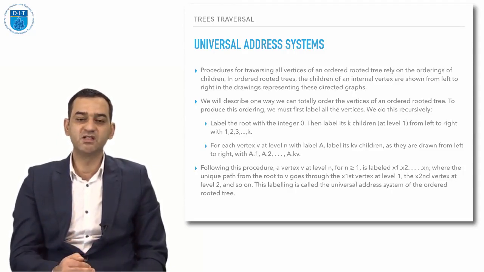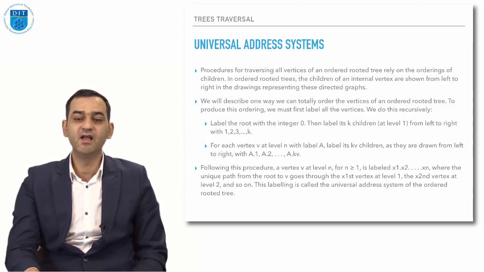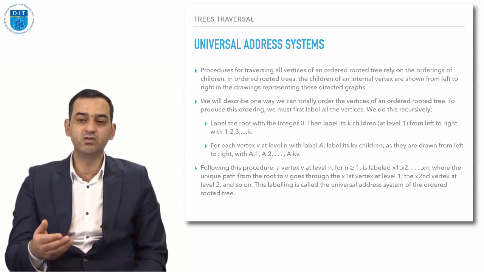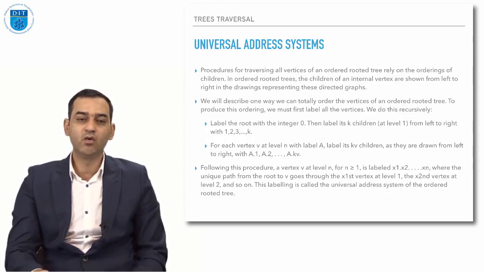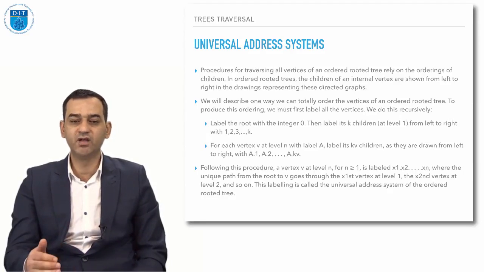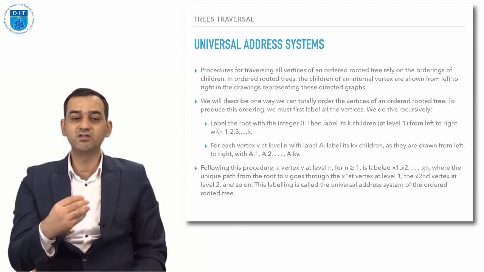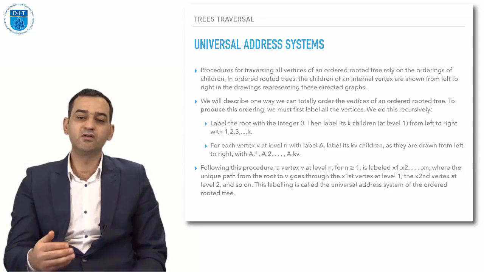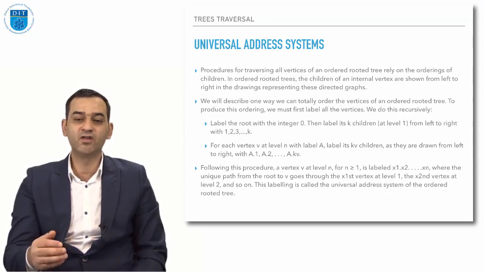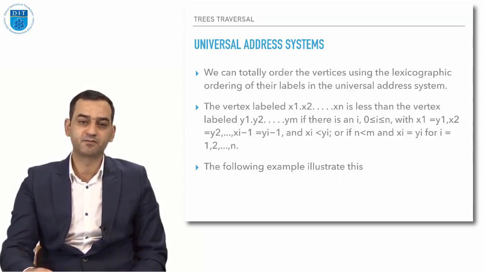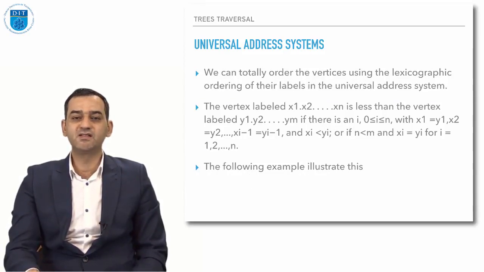Now, following this procedure, a vertex v at level n, for n greater than or equal to 1, is labeled x1.x2...xn, where the unique path from the root to v goes through the x1-th vertex at level 1, the x2-th vertex at level 2, and so on. This labeling is called the universal address system of the ordered rooted tree. We can totally order the vertices using the lexicographic ordering of their labels in the universal address system.